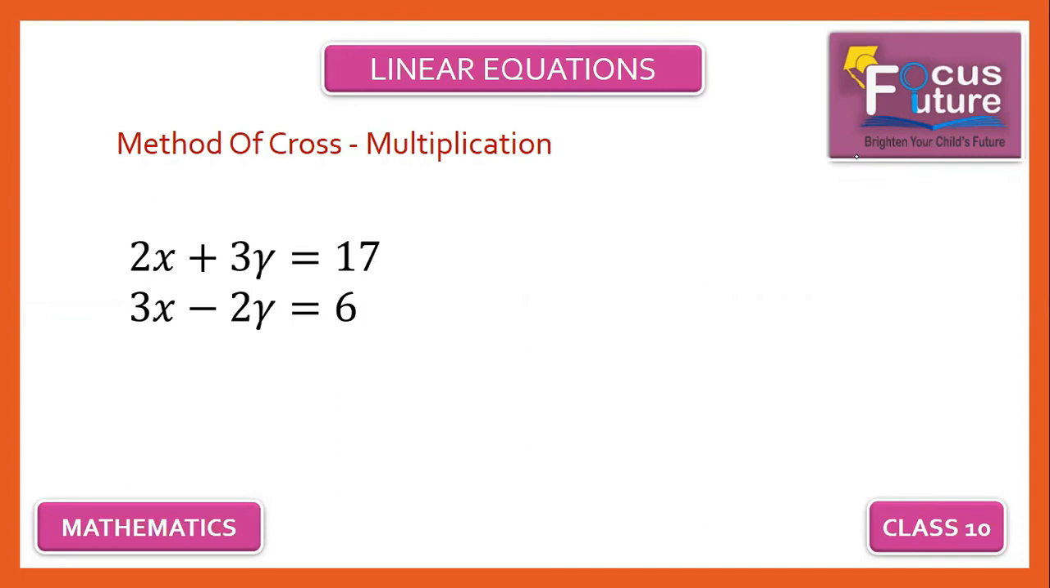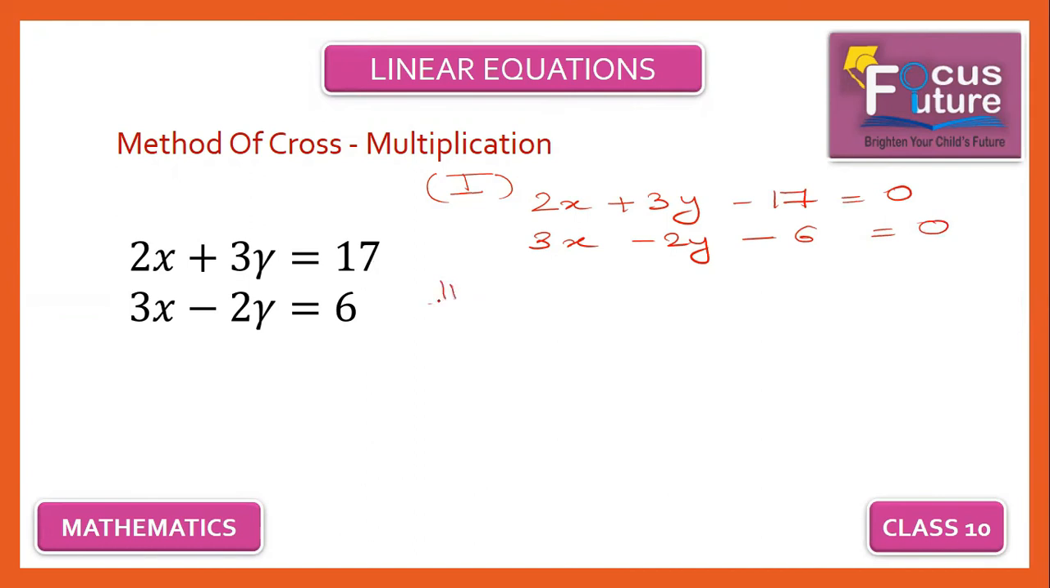So this is our problem. We have two linear equations. So how would you apply cross multiplication on these equations? Step number 1, everything should be on the left hand side, and on the right hand side you must have a 0. So you can write your first equation as 2x plus 3y minus 17 is equal to 0. And your second equation would be 3x minus 2y minus 6 is equal to 0.